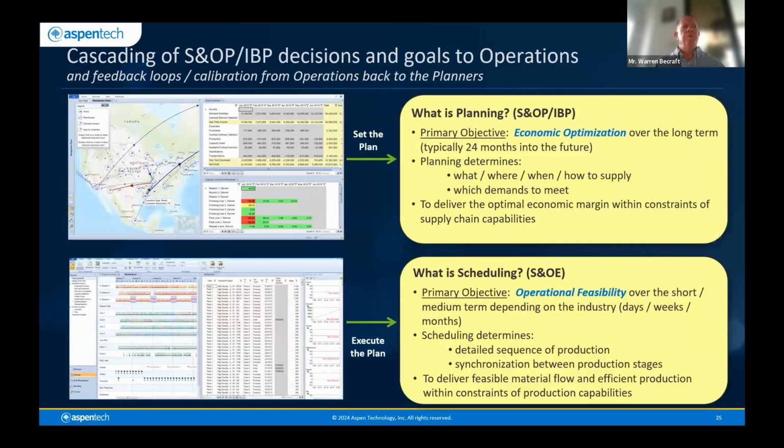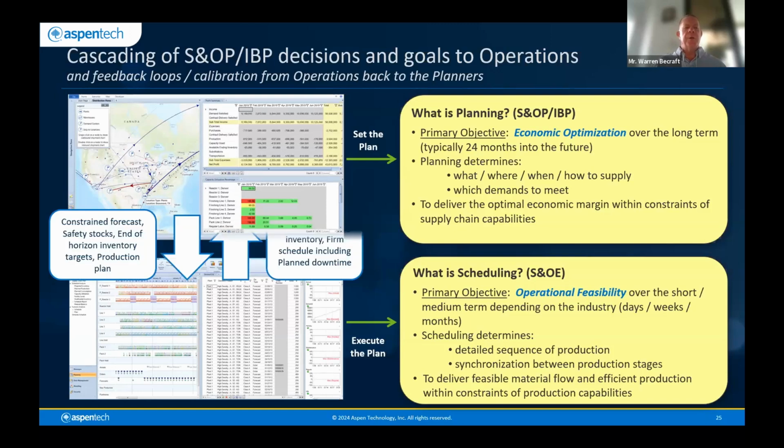So as we move from S&OP planning down to S&OE scheduling, as you saw in the first chart, there is a waterfall effect. There's an exchange of information. So we have the constrained forecast. We have the production and inventory targets being passed from planning down to scheduling. So in planning, we've set up the economic optimization. What is the most profitable supply plan based on the constraints we have?